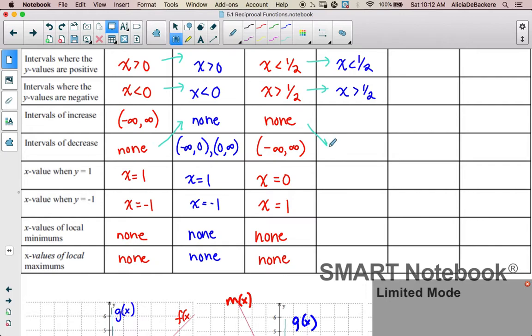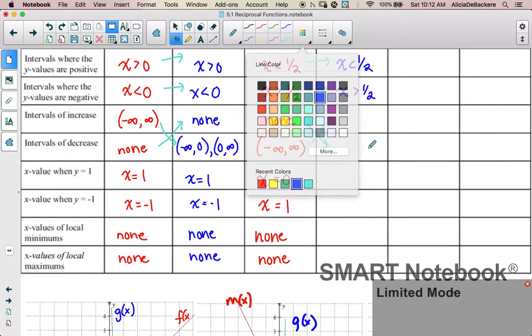And that same switch is going to happen here. I was increasing nowhere, so now I will be decreasing nowhere. There is a connection between the intervals of increase here. It was everywhere on the domain, and now I'm decreasing everywhere on the domain. So I just have to skip over that vertical asymptote.